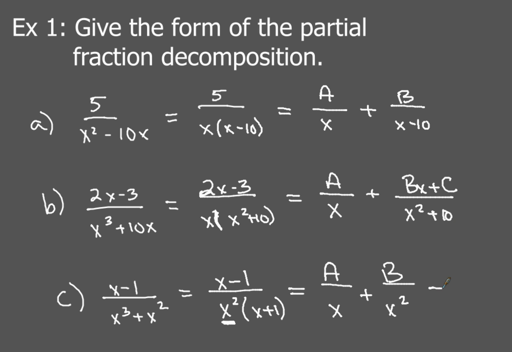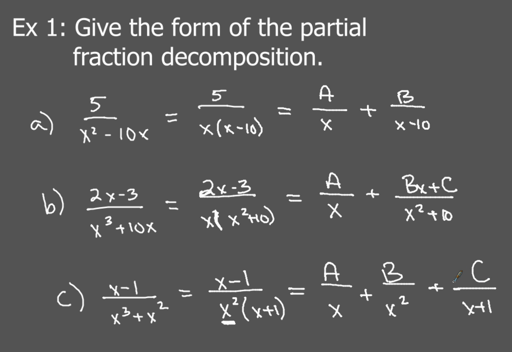And then the other piece is going to be that x plus 1 in the denominator. Since x plus 1 is a linear function, it's just a line with a slope of 1 and y-intercept of 1. 1 degree less than a linear function is just a constant. So that's why here you're just going to have C.